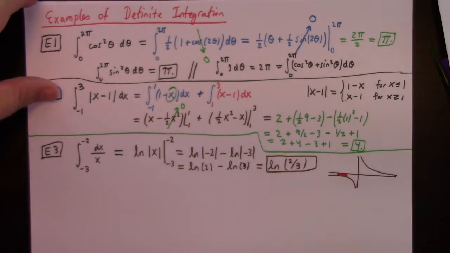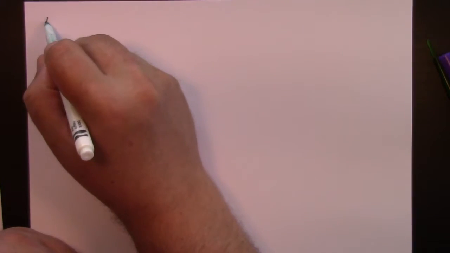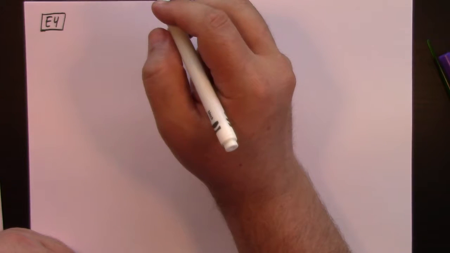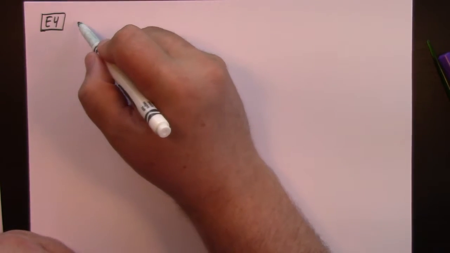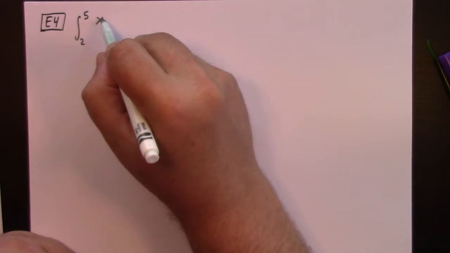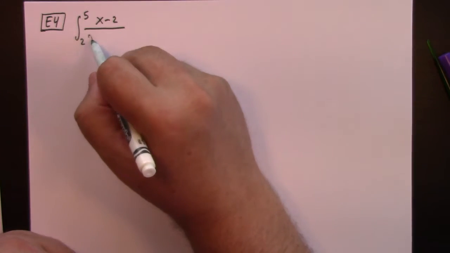Okay, so there's three examples. Let's look at another example or two. Let's see here. Matthew's excited about something. Let's see here. Example 4. How about we look at the integral from 2 to 5 of x minus 2 over the square root of x minus 1.